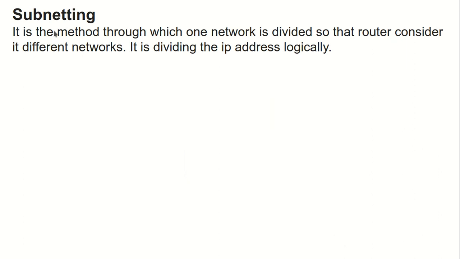So now let's move to subnetting. It is the method through which one network is divided so that the router considers it as different networks. In one network, if the IP addresses are to be divided, it will be divided logically with the help of subnetting. So it is a method through which one network will be divided into different networks, and these are logically divided.